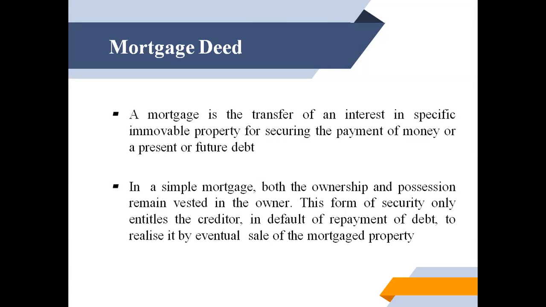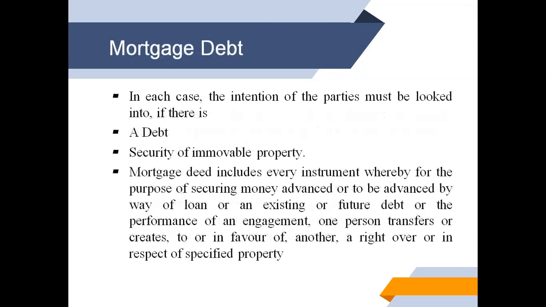In a simple mortgage, both the ownership and the possession remain vested in the owner. This form of security only entitles the creditor, in default of the repayment of debt, to realize it by eventual sale of the mortgaged property. In each case, the intention of the parties must be looked into, whether there is a debt or security of immovable property.